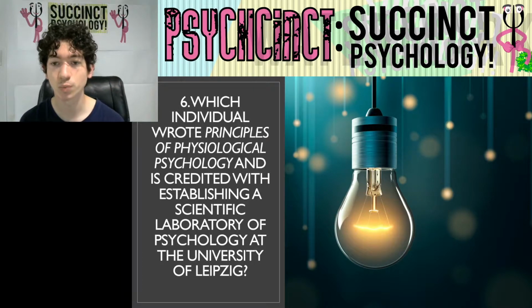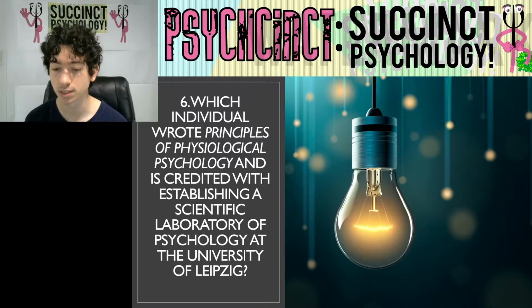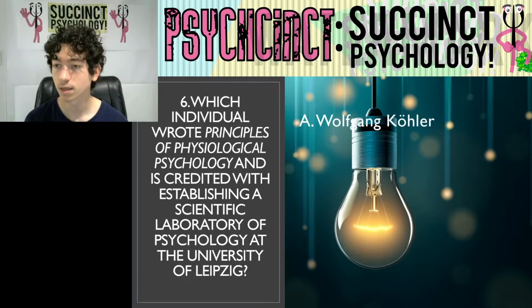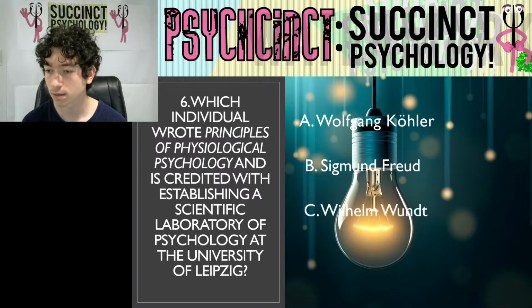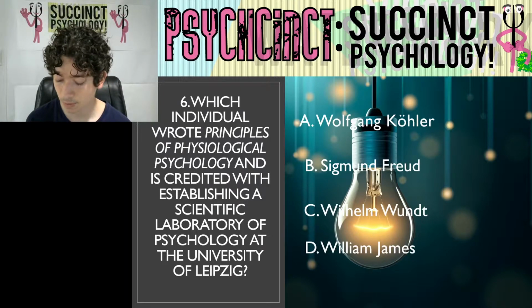So, on to question 6. Which individual wrote Principles of Physiological Psychology and is credited with establishing a scientific laboratory of psychology at the University of Leipzig? This is a history question. Was it Wolfgang Kohler, Sigmund Freud, Wilhelm Wundt, or William James? And the answer is Wilhelm Wundt.